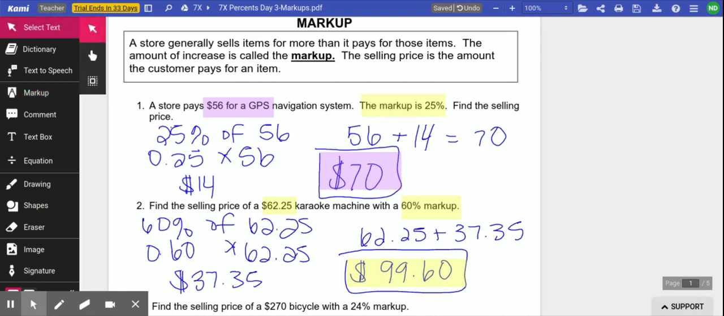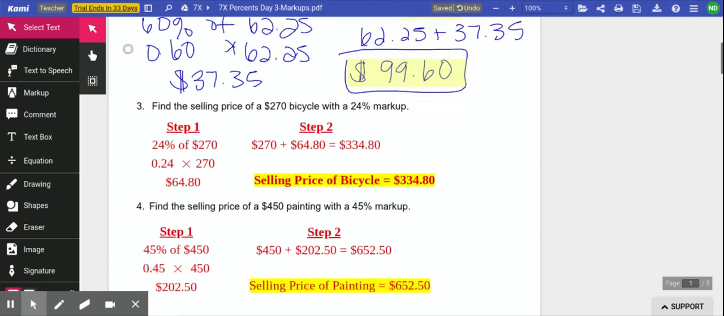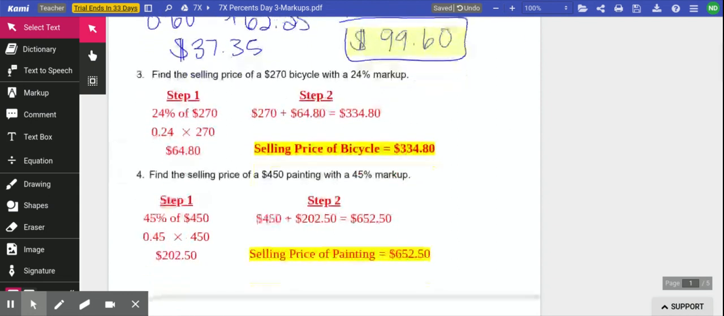Okay, guys, pause the video and try numbers 3 and 4 on your own and then press play to check your responses. Okay, for number 3, you should have gotten the selling price of the bicycle to be $334.80. Again, we can see that it increased significantly from the original price of $270. And for number 4, you should have gotten the selling price of the painting to be $652.50.